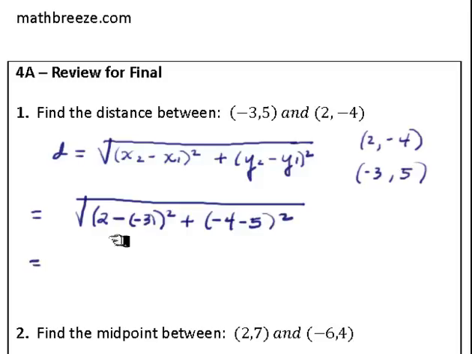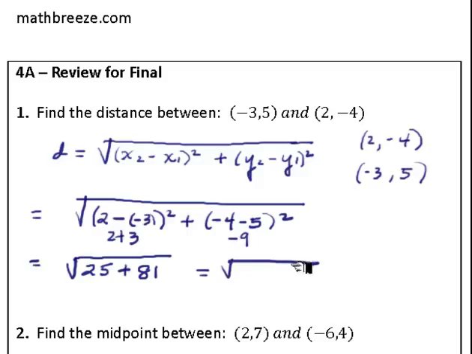All right, so here in parentheses we get the 2 plus 3, and here we get a minus 9. So we're squaring 5, 2 plus 3 squared, and we get 25. And here we're squaring 9, and we have 81. So altogether that's the square root of 106.